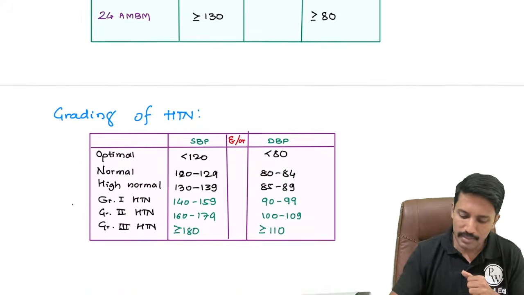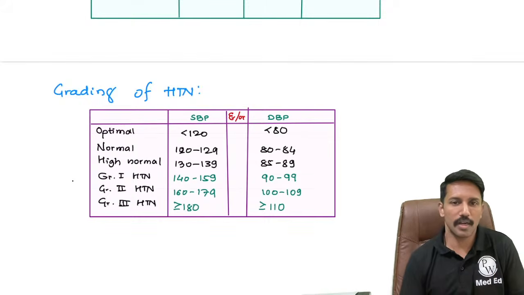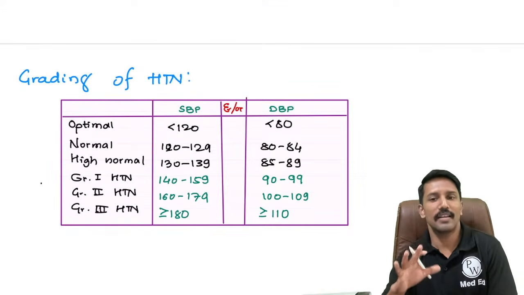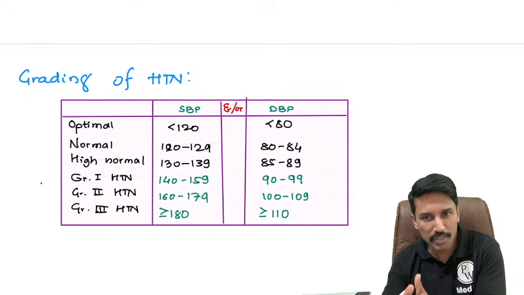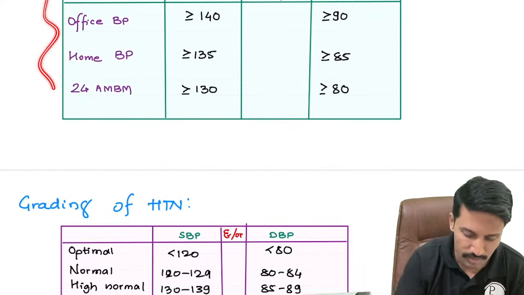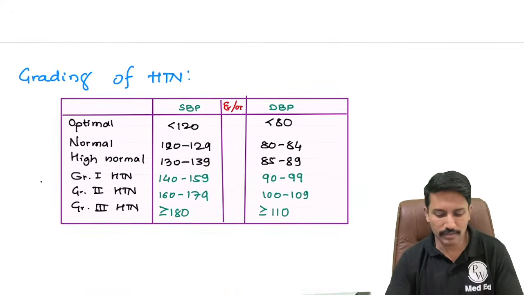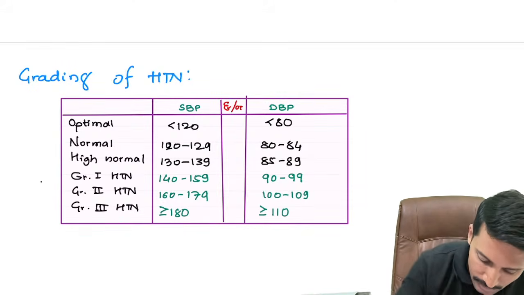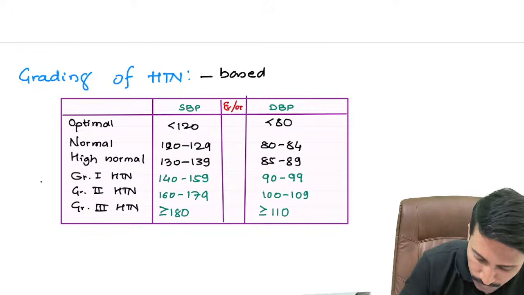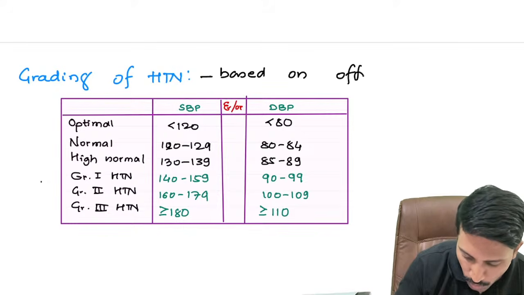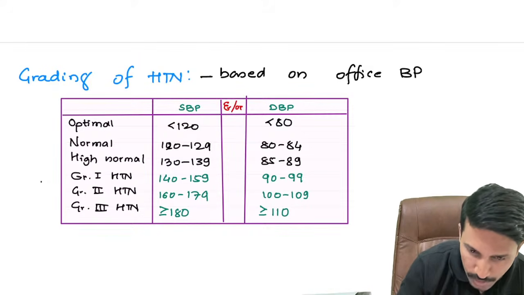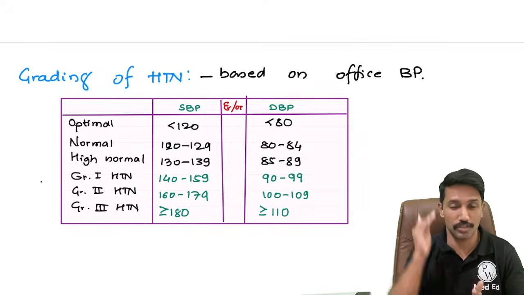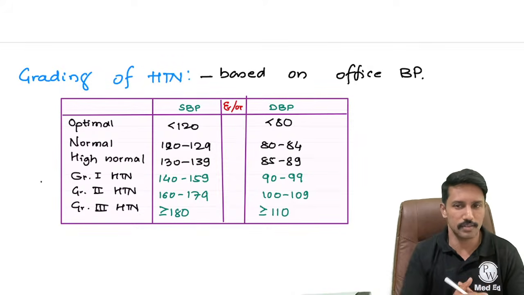Okay. Now examiners generally tend to not ask about the grading of hypertension, but if they're asking, we should also be able to grade the hypertension. Once you have diagnosed the patient as having hypertension based on this cutoff, we have to grade it as grade 1, grade 2 or grade 3. For this grading, the grading is based on office or hospital BP, not based on the 24-hour BP or the home BP. It's only for initial diagnosis, just to get rid of that white coat concern.